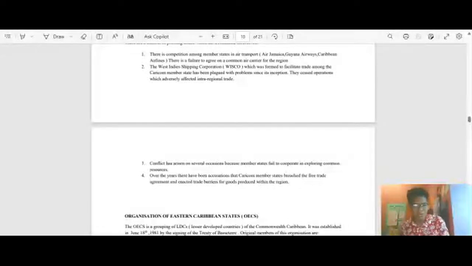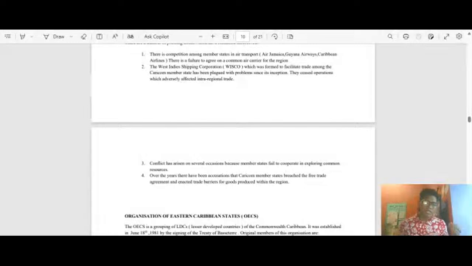Some examples of single markets include the OECS, the Organisation of Eastern Caribbean States, or the LDCs, less developed countries, or the Lesser Antilles. These countries are very small islands, so they come together in order to form a single market economy. What do I mean by a single market economy? I simply mean that there is no CET, common external tariff, on goods transported to and from these countries.